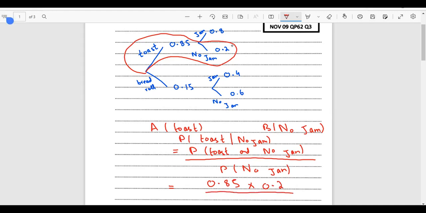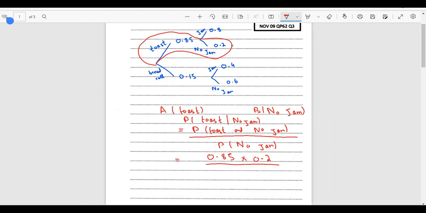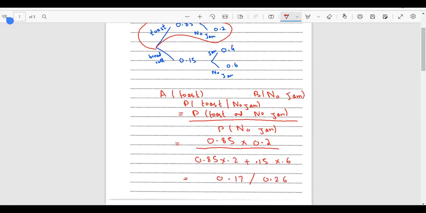So for no jam, I told you earlier as well, we are not going to add 0.2 and 0.6. We need to take into account toast and bread roll. So it would be 0.85 into 0.2 plus 0.15 into 0.6. And now we'll simplify this. So the numerator would be 0.17 divided by 0.26, and this is going to give us 17/26.